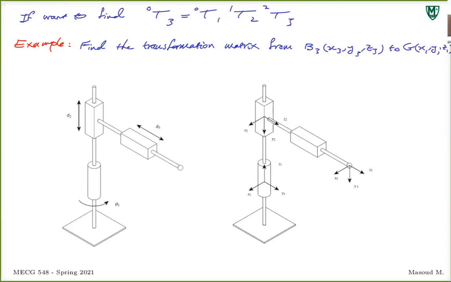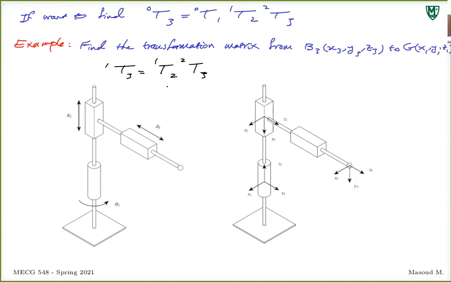So we have to go from X1, Y1, Z1 to X2, Y2, Z2, and from X2, Y2, Z2 to X3, Y3, Z3. Right? So we have to do 2 steps. But the general procedure is: the transformation matrix from 3 to 1 is equal to the transformation matrix from 2 to 1 times the transformation matrix from 3 to 2. So all I have to do is find a transformation matrix for each.